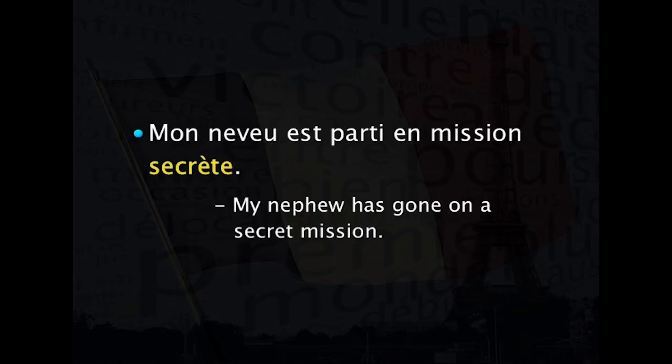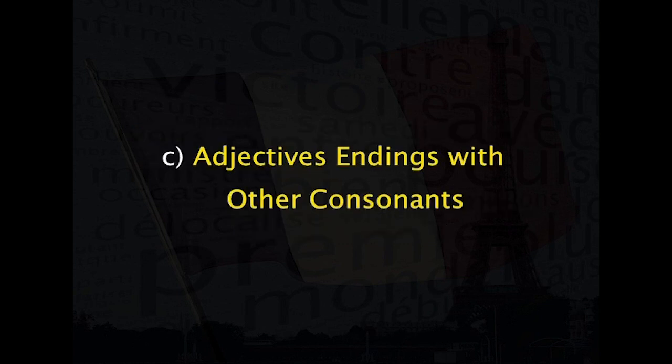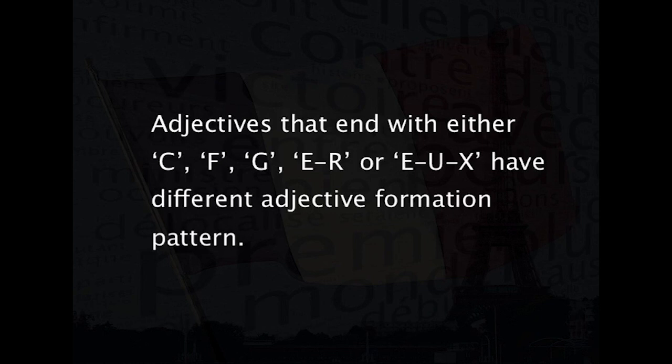Mon neveu est parti en mission secrète. My nephew has gone on a secret mission. Mes petits-enfants ont réussi au concours général. My grandchildren have passed the open competition. C. Adjective endings with other consonants. Adjectives that end with either C, F, G, ER or EUX have different adjective formation pattern.